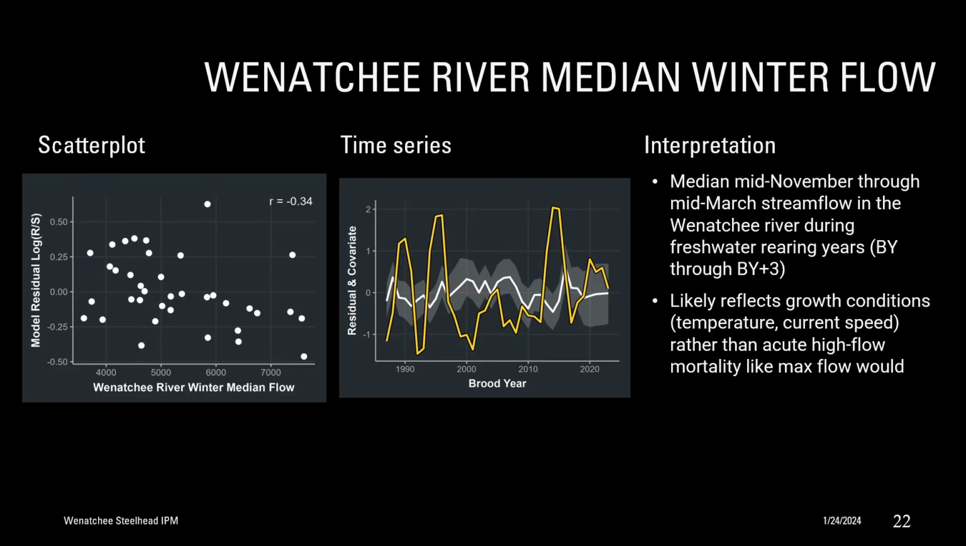Next, we have the median winter flow in the Wenatchee across the years when the juveniles are rearing, not the maximum flow. So this is not an effect of fish getting blown out by high water. If it's real, it's probably something to do with poor conditions for growth during periods of sustained high cold water. But it could also be something less direct, like a signal of ocean conditions that determine rainfall, that determine stream flow.